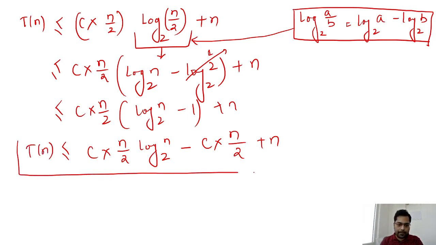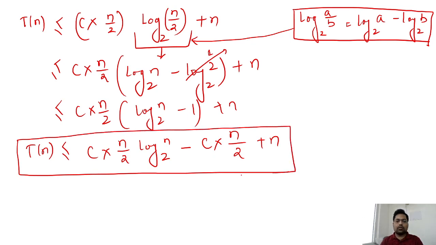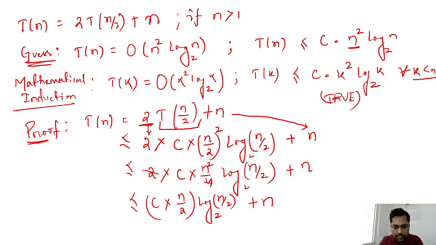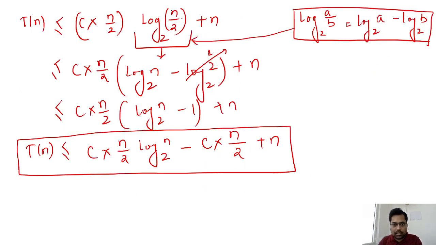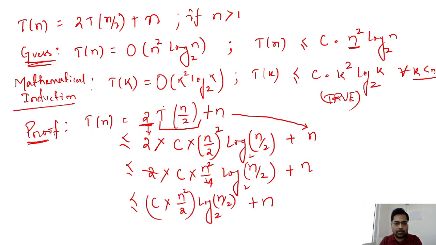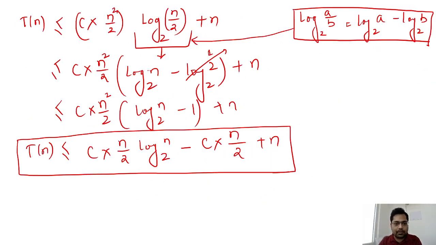Now your target is to check whether... One mistake that I actually found is n square. Here n square, n square, again n square, because the n actually is n square by 4, that should be written n square by 4. Now here we keep as it is. Now n square, here n square.